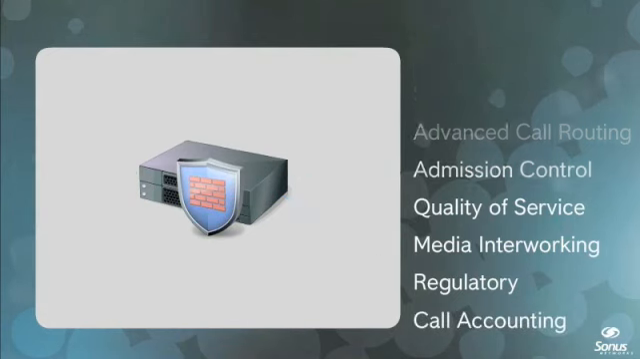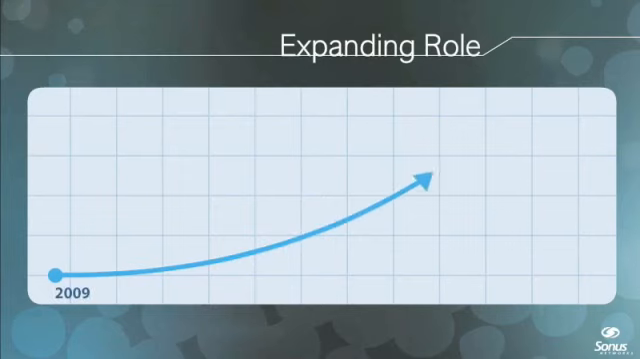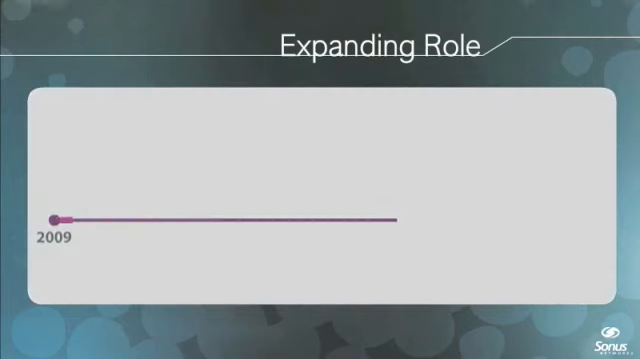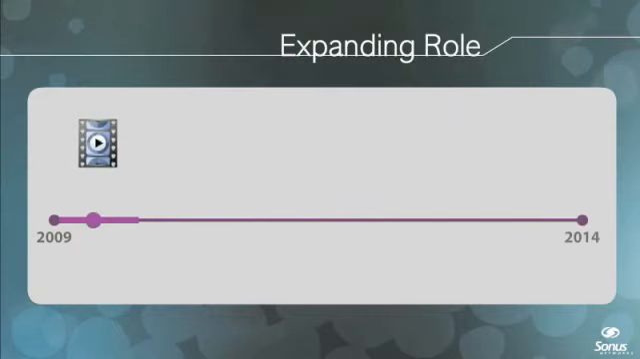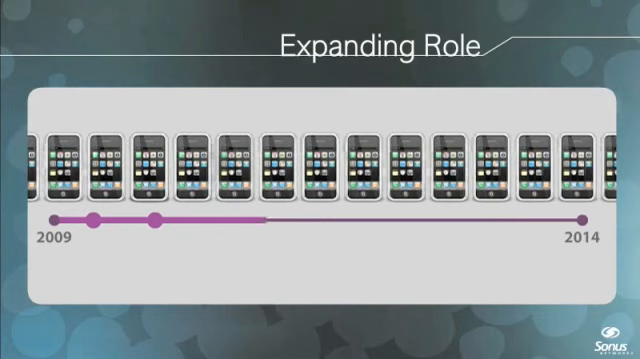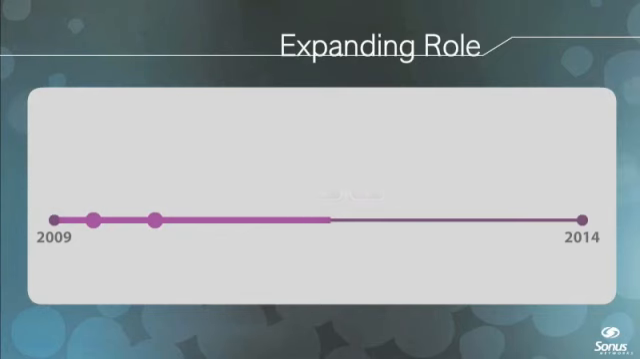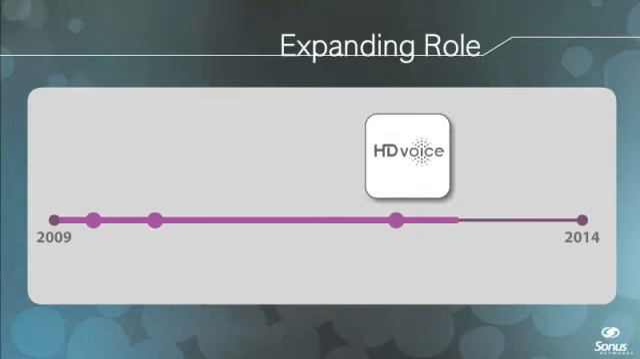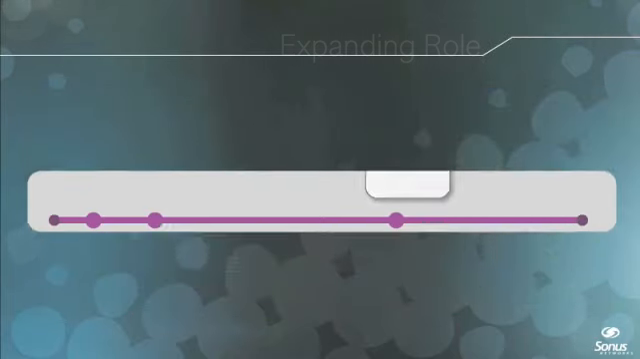The driver for the expanding role and growing importance of SBCs has been the exponential growth in IP network traffic, currently projected to quadruple between 2009 and 2014. Online video is growing at a rate of 300% per year, and the number of smartphones will double to over 500 million by 2014, greatly increasing mobile data usage. As IPv6 becomes more widely deployed, SBCs will also need to provide high-performance IPv4 to IPv6 interworking.